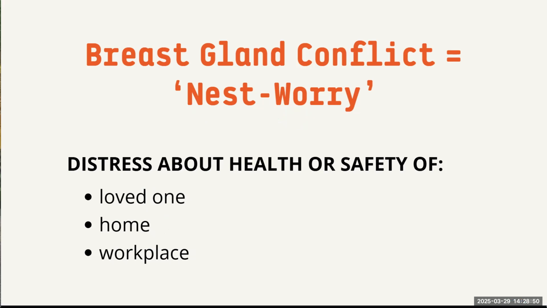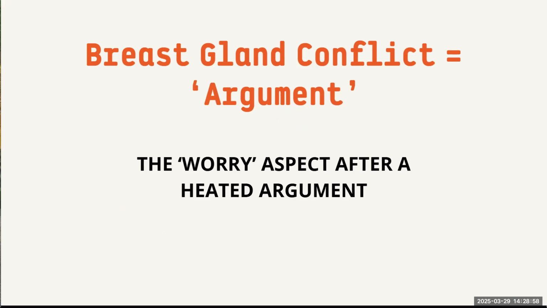Another conflict under this breast gland program is that of argument with a loved one. And it's the worry aspect after the argument. It's like, oh, I'm worried that I might lose the relationship with her. It's not necessarily about the topic of the argument, but it's your worry that your relationship will be severed after having an argument with that loved one. And that's according to Annalie's notes.